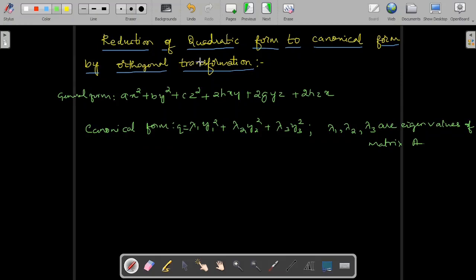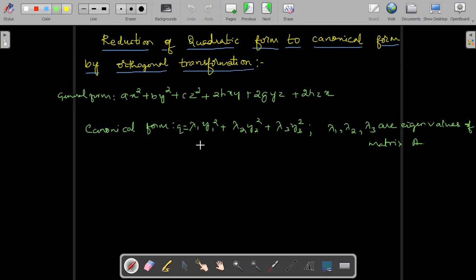Now I'll explain how to reduce a given quadratic form to canonical form using the orthogonal transformation method. This is the general form of a quadratic form in three variables. Its canonical form is given by q equal to lambda 1 y1 square plus lambda 2 y2 square plus lambda 3 y3 square, where lambda 1, lambda 2, lambda 3 are eigenvalues of matrix A, where matrix A is the symmetric matrix associated with the given quadratic form.